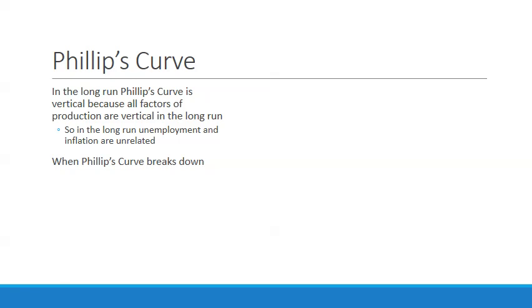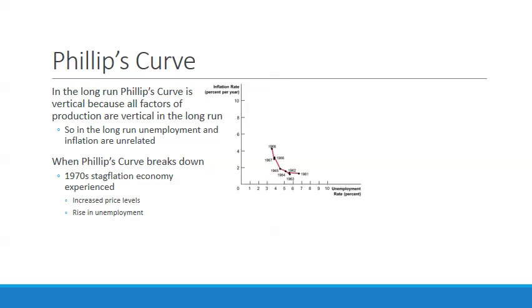So when Phillips curve breaks down, and we know it does, in the 1970s stagflation economy experience, we saw breakdowns in Phillips curve. We see an increase in price levels and a rise in unemployment. So we know that Phillips curve can break down, and we know that when stagflation occurs, what we see is a shift in Phillips curve.